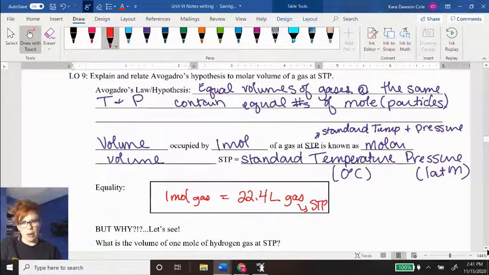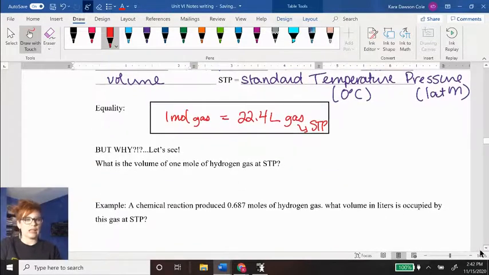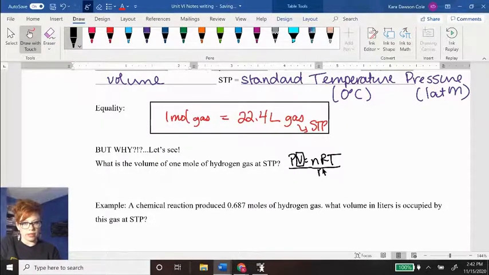But why is that? Why is it 22.4? Where does that 22.4 number come from? Well, let's see that. So what is the volume of 1 mole of hydrogen gas at standard temperature pressure? So let's plug this into our equation, PIV-NERD. So PV equals nRT. We're going to solve for volume here. So we're going to divide everything by P. So volume is equal to nRT over P.